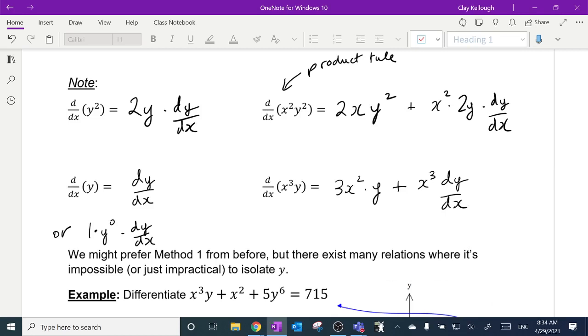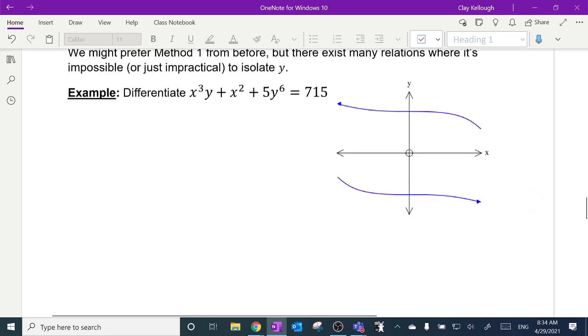So with this new skill, we no longer have to worry about rearranging a big relation and isolating it into y equals. And that's a good thing, because in the circle that wasn't very hard. We just had to deal with the plus square root side and the minus square root side. But it wasn't all that hard to rearrange it. That was basic algebra. You could have done that in grade 8. But check out this one.